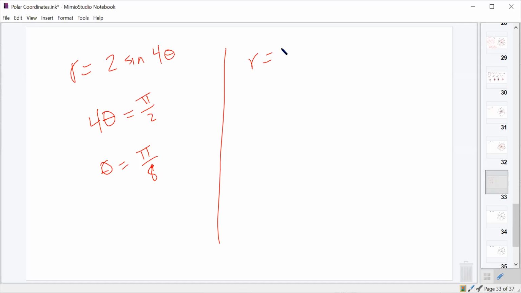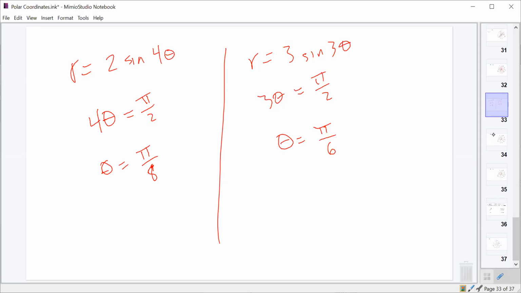If I had r equals 3 cosine 3 theta, no, I don't want cosine, I wanted sine. Cosine is too easy. 3 sine 3 theta, we would just say, well, 3 theta needs to equal pi over 2, as that's when sine is at its max. And so theta would be pi over 6, and that's where the first petal would be at its max. Everybody good with that?